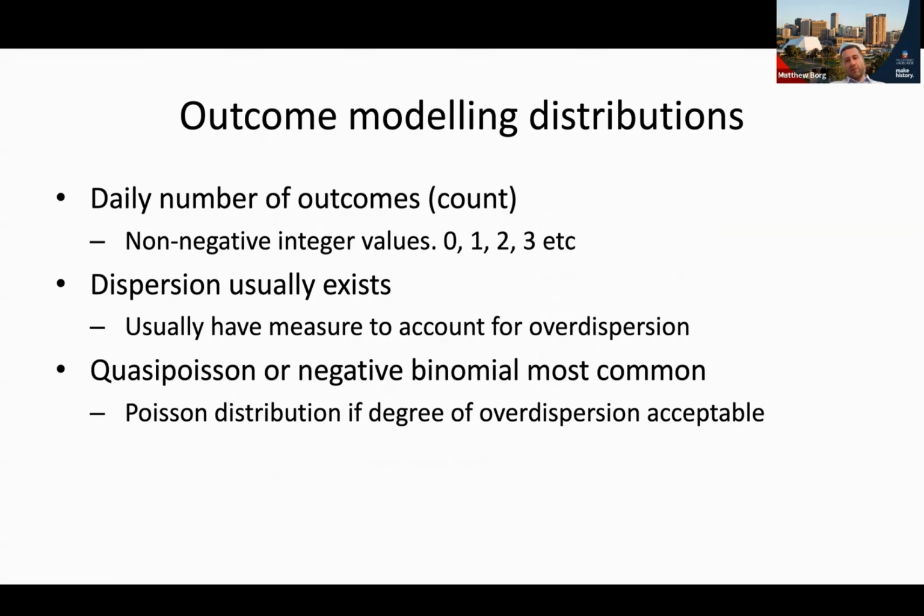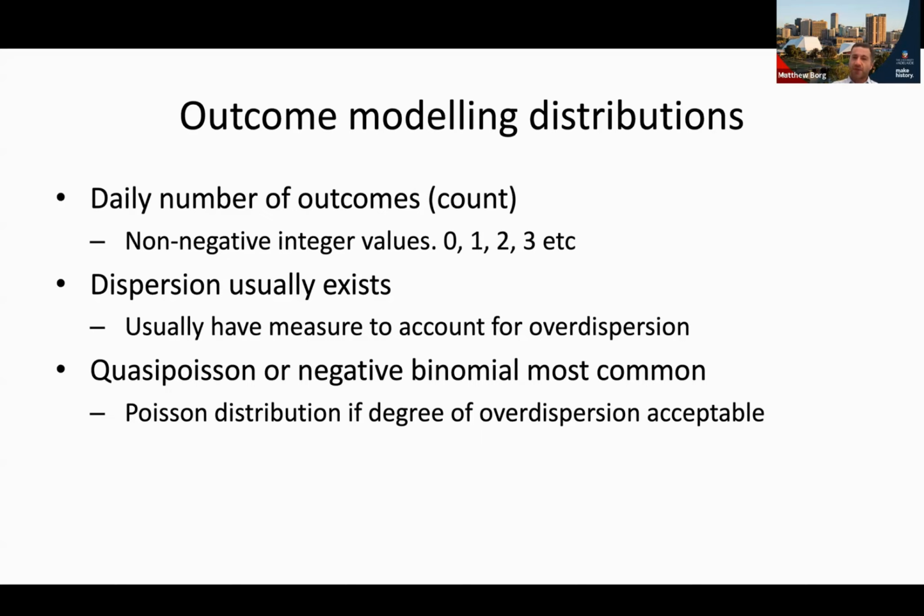So when we're trying to model our outcomes, we usually are modeling the health outcomes. These tend to be measured as a daily number or a count. That's to say, they're measured as non-negative integer values, 0, 1, 2, 3. So as I put, the number of deaths, the number of hospital admissions. Usually there is dispersion. So we usually use models that account for the dispersion. Hence, for daily models, usually the quasi-Poisson or negative binomial distributions tend to be most common, as they are distributions suited for count variables whilst accounting for over-dispersion.